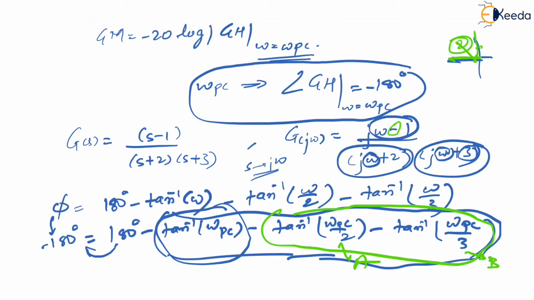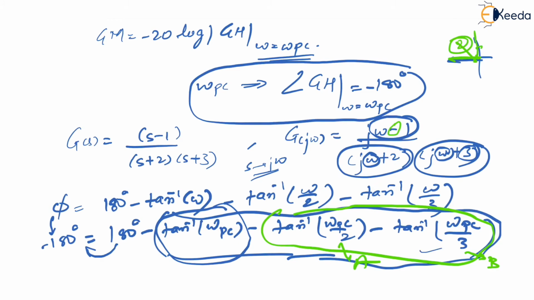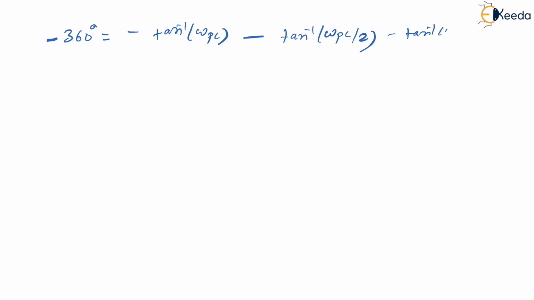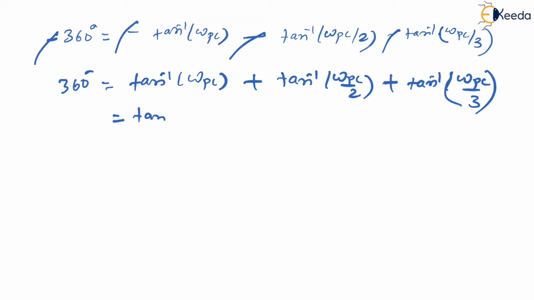Is that correct? Let me write down whatever is left: minus tan inverse of omega PC by 2 minus tan inverse of omega PC by 3. If I take minus common, then all the minus signs are gone, correct? Which means 360 degrees is equal to tan inverse of omega PC plus tan inverse of omega PC by 2 plus tan inverse of omega PC by 3, correct? Yes. So let me place this tan inverse of omega PC here.